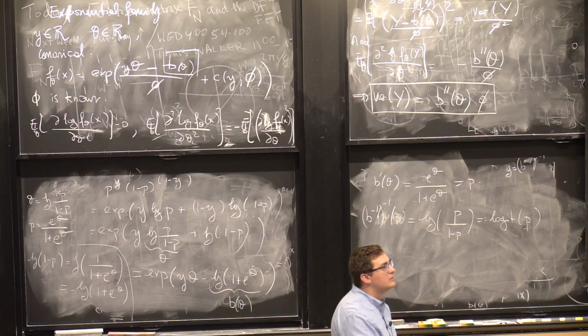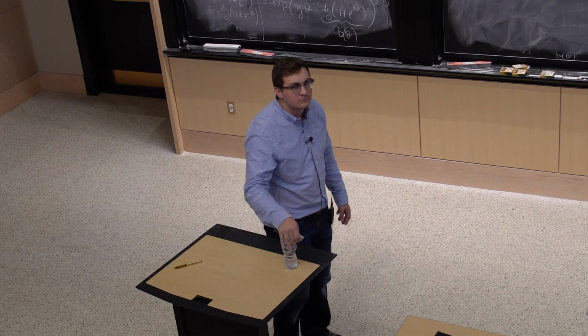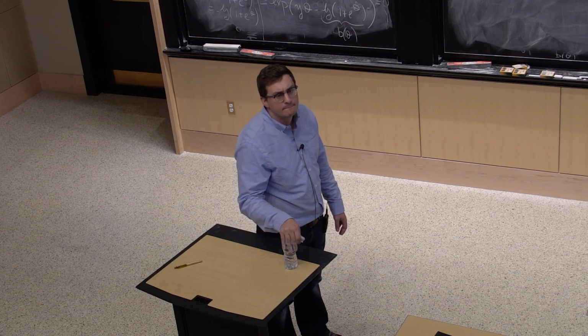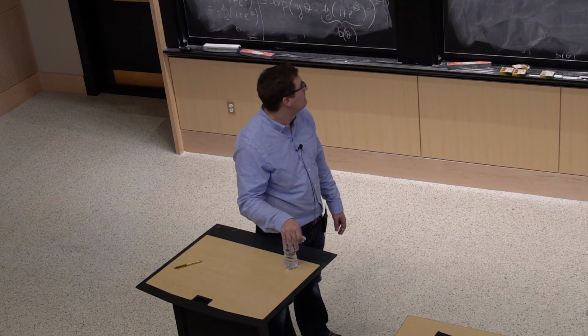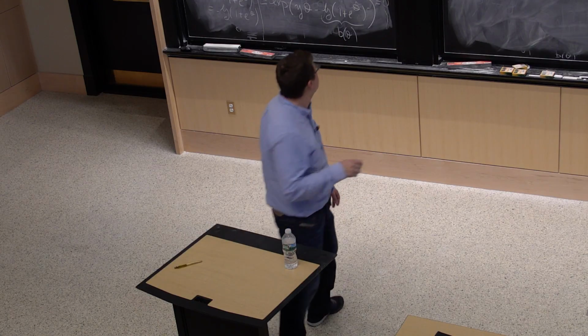So b prime inverse, this function that seemed to come out of nowhere, is really just the inverse of b prime, which we know is the canonical link. And canonical is some sort of ad hoc choice that we've made by saying, let's just take the link such that g of mu is giving me the actual canonical parameter theta.